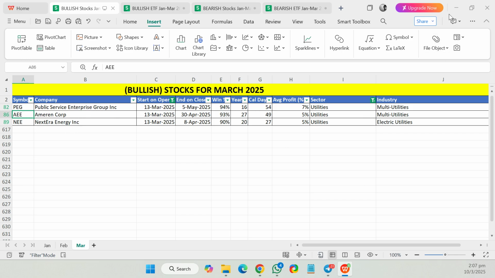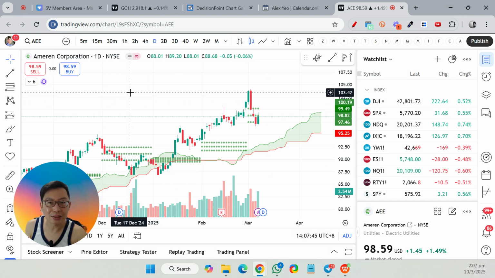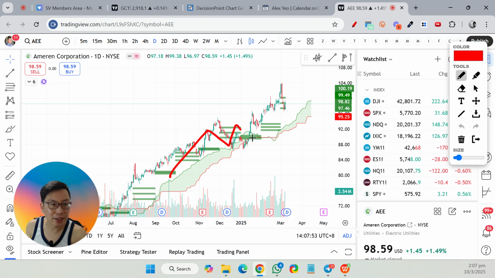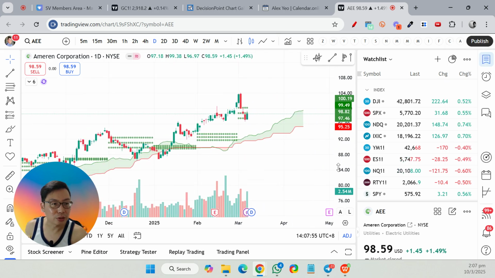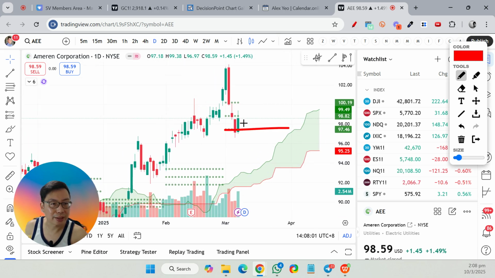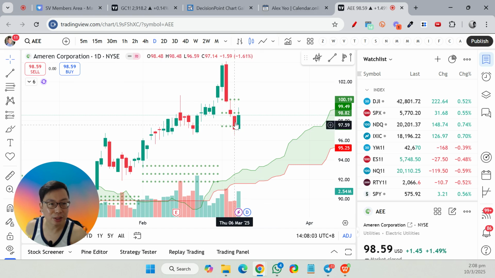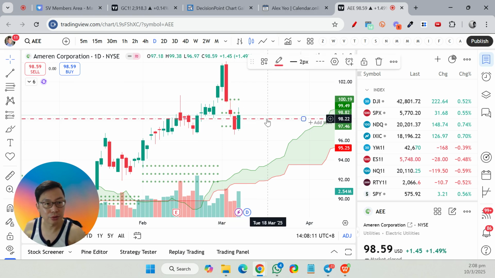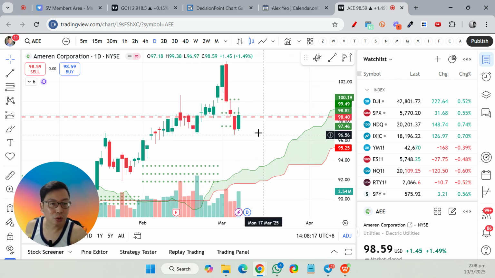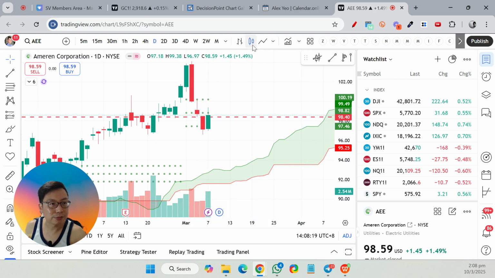So this is AEE, and actually it's looking not too bad. AEE is Ameren Corporation. You can see that it is overall in a very nice uptrend, and right now we are heading into the CPR level at the lower range. There's a wash and rinse where price is lower than the previous day low, which is 98.40. Right now on Friday, price has closed above.